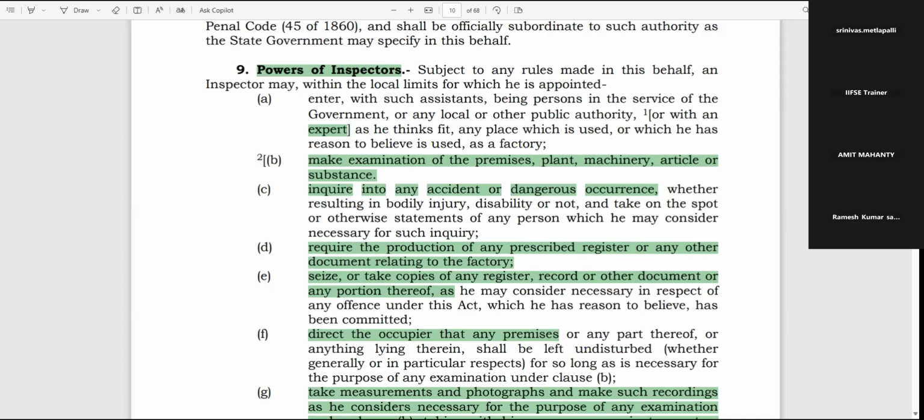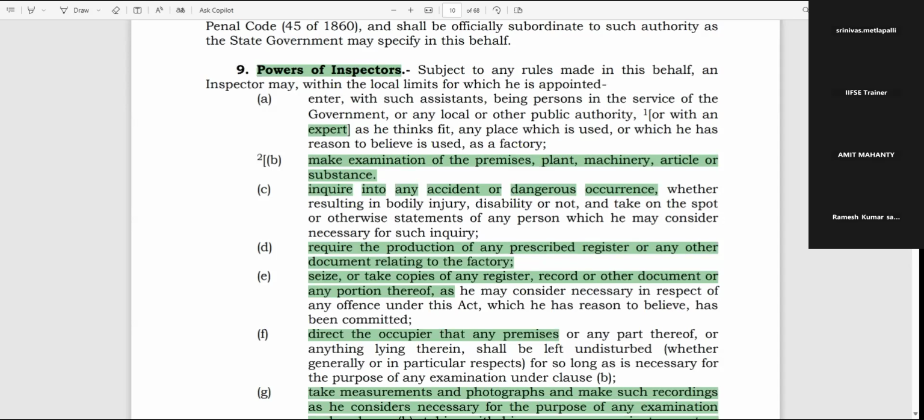Then inquire into any accident or dangerous occurrence, whether resulting in bodily injury, disability or not, and take statements of any person on the spot or otherwise, which he may consider necessary for such inquiries. Okay, he can inquire about accidents and dangerous occurrences. He also holds the power to conduct an inquiry.